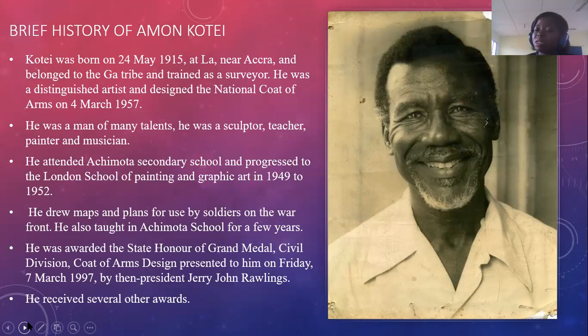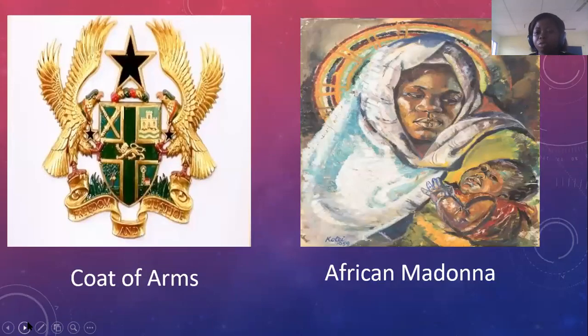Now, he received many awards. Amonkote received many awards. Unfortunately, he died in the year 2011. But his story does not end there because he has left us with a lot to be proud of. Like the coat of arms, Ghana's coat of arms is very special and stands out a lot. So let's look at the coat of arms. So this is a picture of the coat of arms. I'm sure you may have seen it on television or moving around town, or even on your exercise books.